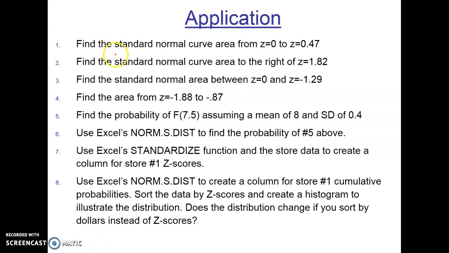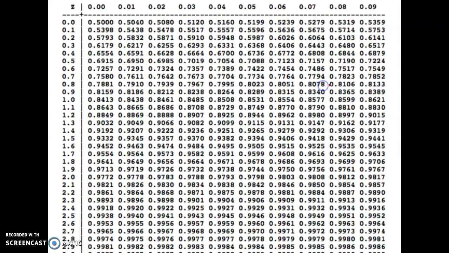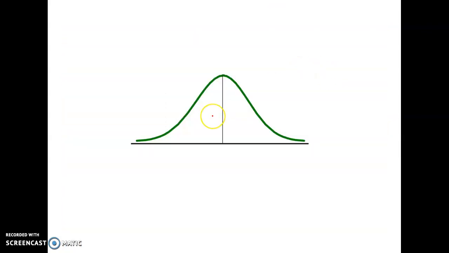Okay, next question. Find the standard normal area between z equals 0 and z equals negative 1.29. Again, we're going to set up our illustration. So we want z equals 0, which we know is at the mean, and z equals negative. Be careful. Always make sure you distinguish negative from positive. Common mistake to forget those negatives and put them as positive. So negative 1.29. So we're to the left of 0.